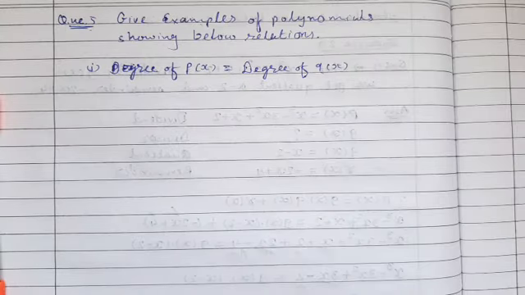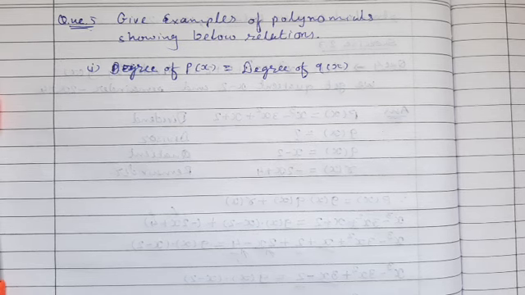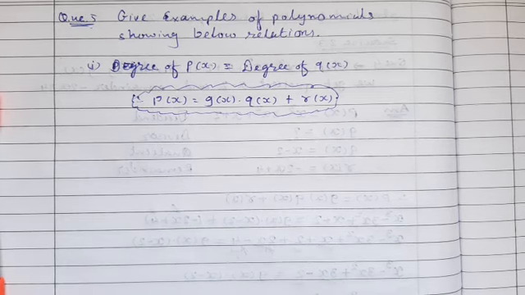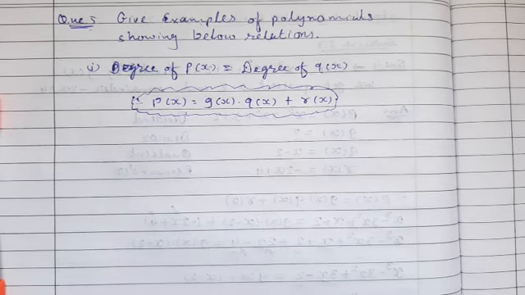Now let us see question number 5. Give examples of the polynomials showing below relations. So the first relation given to us is degree of px equals to degree of qx. So first of all you have to keep in mind this relation that px equals gx into qx plus rx. So here you have to keep the degree of px and qx equal.